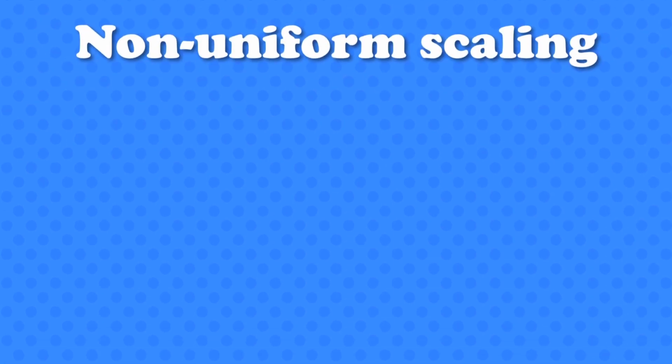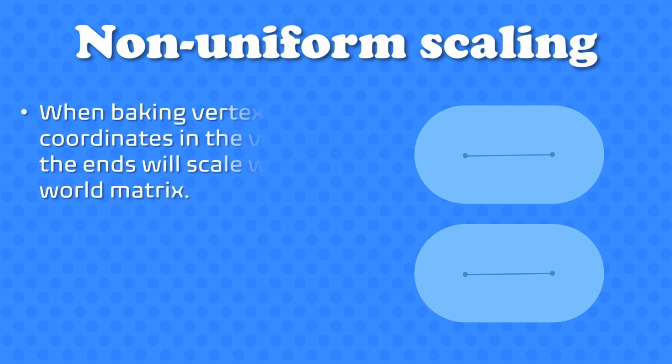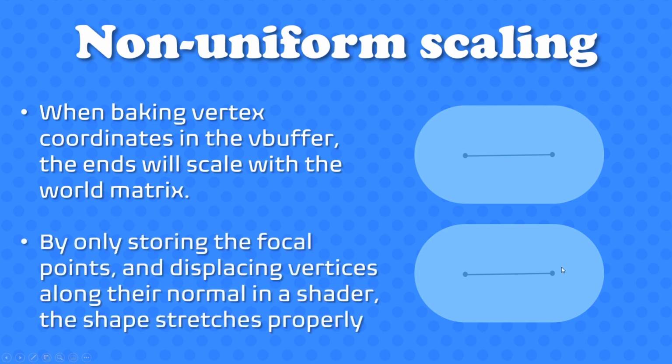So, the last thing I want to show you is how to do non-uniform scaling. Normally, when you create a vertex buffer, you'll want to store the actual coordinates of each vertex. However, for basic primitives such as these, there is a better way of doing it to allow you to reuse your vertex buffers. So for the top one, I have basically baked the vertex coordinates into the vertex buffer, and in the lower one, I have only stored the central position in the vertex buffer. And in a shader, I displace the vertex along the normal.